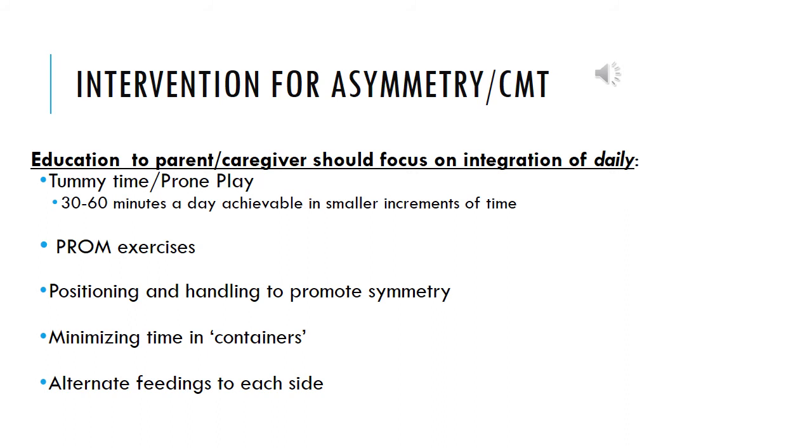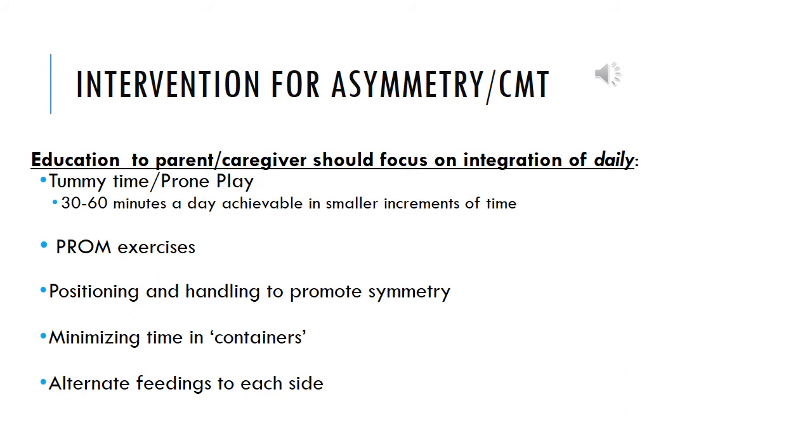You want to encourage the caregiver to really aim for early tummy time, and this should ideally be discussed in the hospital or shortly after the child comes home for any child, but specifically important for children who have developed an asymmetry. So recommendations are up to 60 minutes of prone play or prone tummy time, and it doesn't need to be done in one continuous period of time.